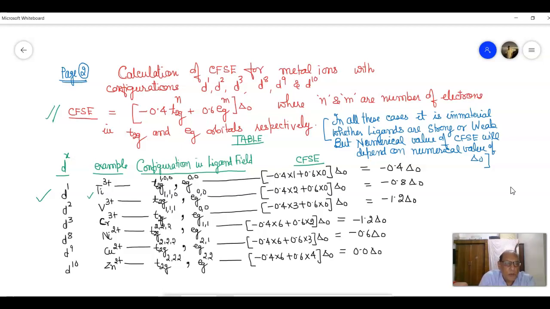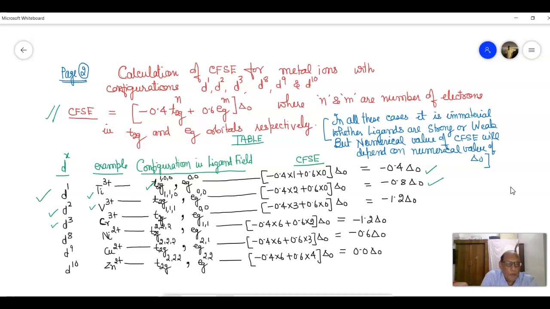It has got only one electron in the d orbital. Therefore, its configuration in the ligand field will be t2g1 eg0, and therefore CFSE will be minus 0.4 into 1 plus 0.6 into 0 times delta O. That comes out to be minus 0.4 delta O. Similarly, for d2 configuration, for example V plus 3, the CFSE will be minus 0.8 delta O.